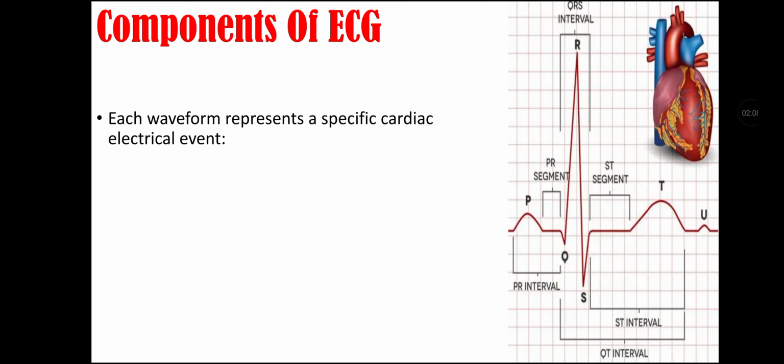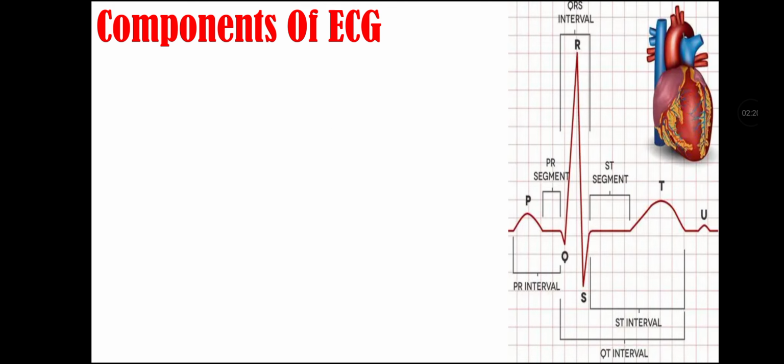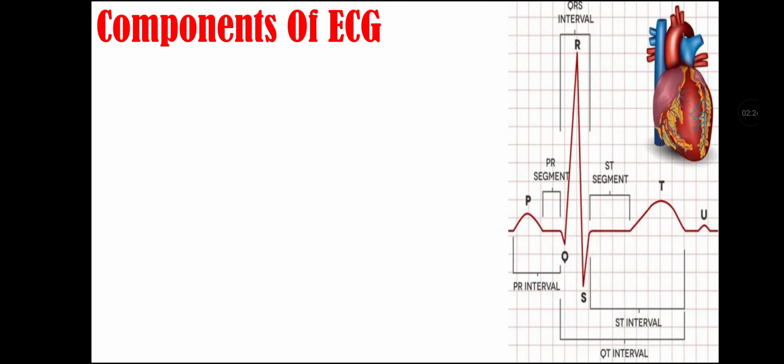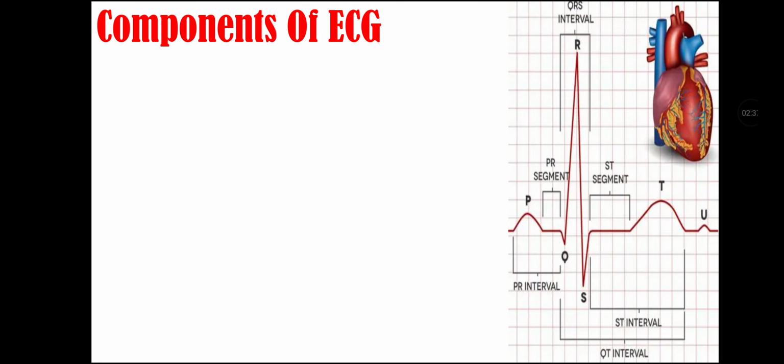Components of ECG. Each waveform represents a specific cardiac electrical event that includes P wave, PR interval, QRS complex, ST segment, T wave, QT interval. Now let's talk about these components one by one. The first component of ECG is the P wave that represents atrial depolarization. It is a small upward deflection. Its normal duration is 0.08 seconds to 0.1 seconds.